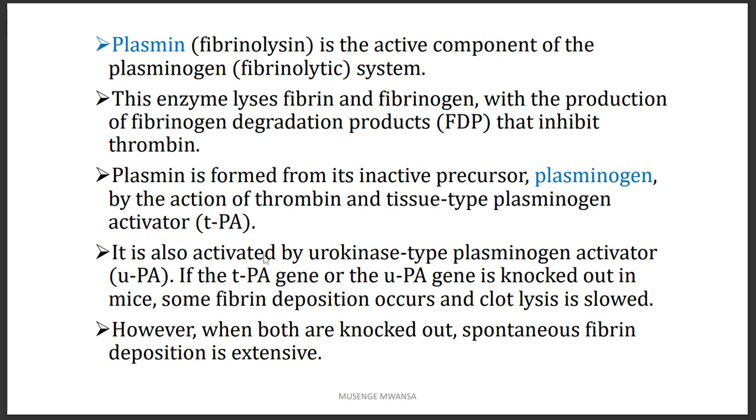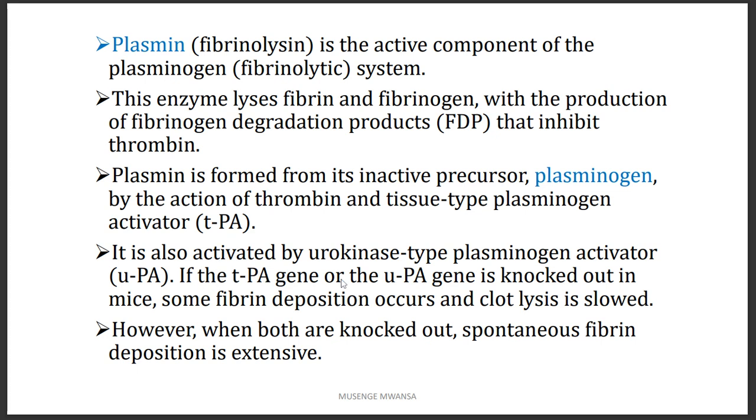Now, it is also activated by urokinase type plasminogen activator, UPA. So what really are we saying? UPA and TPA are able to convert plasminogen to plasmin. And this plasmin is the one now which is going to break down the fibrin and the fibrinogen. And that means that the thrombin is going to be inactive.